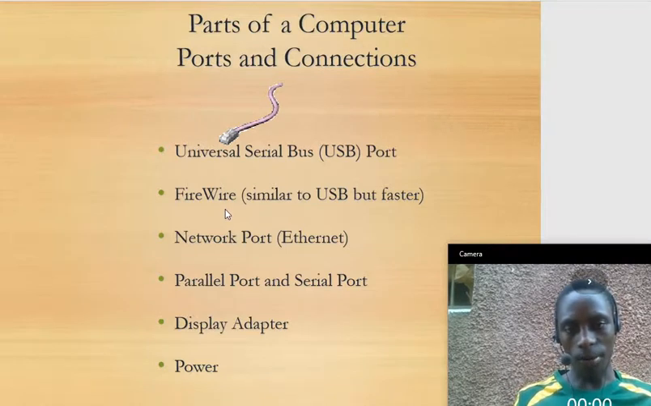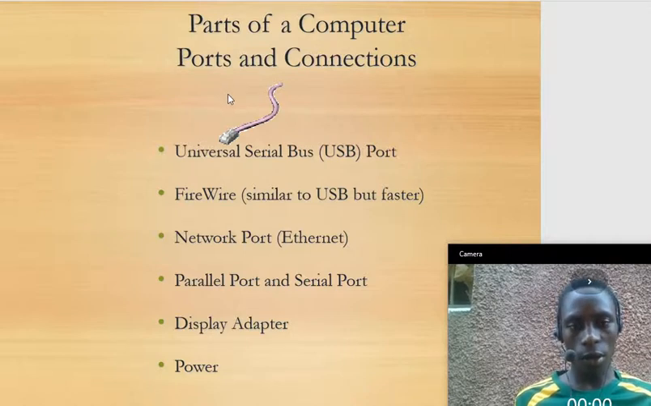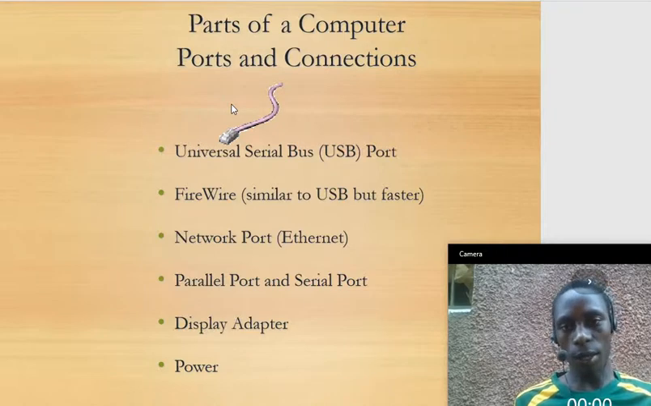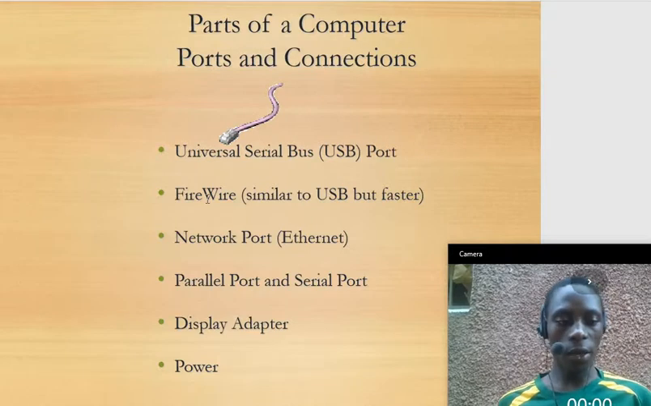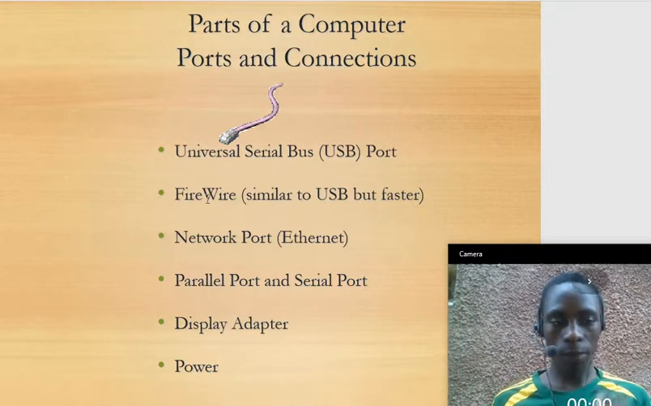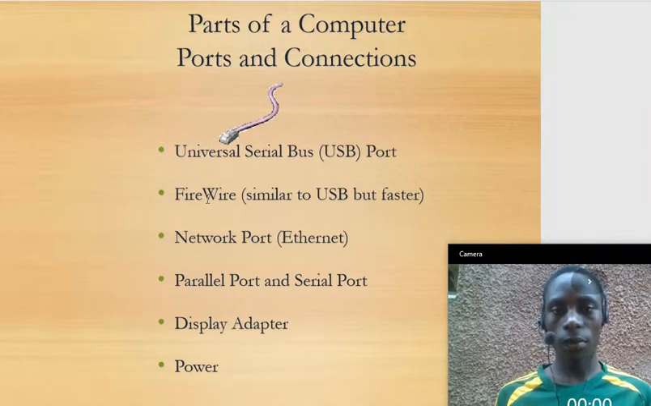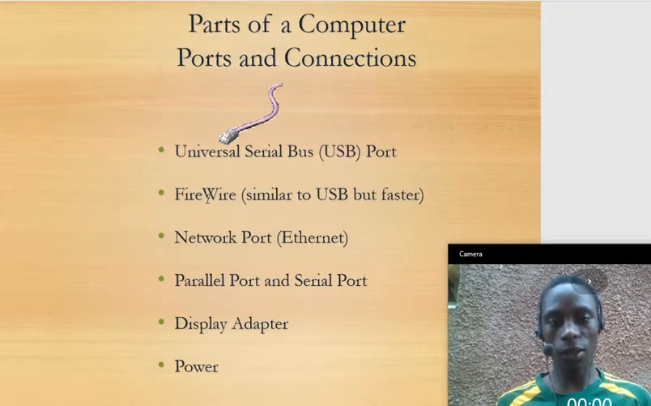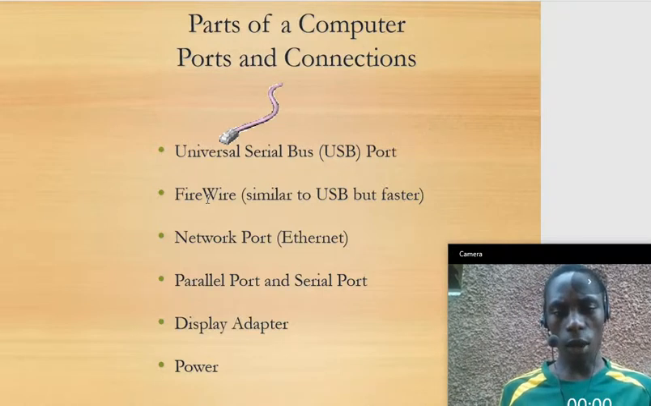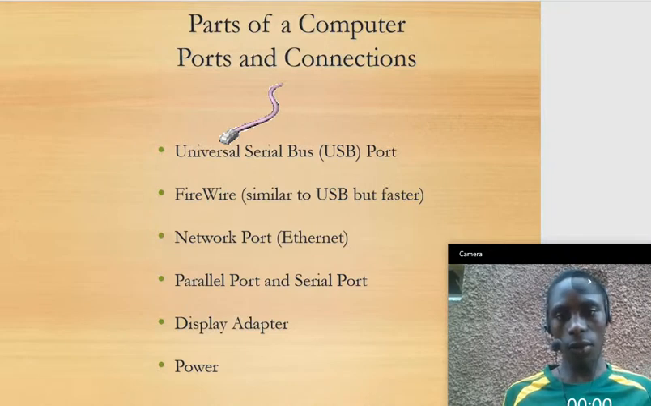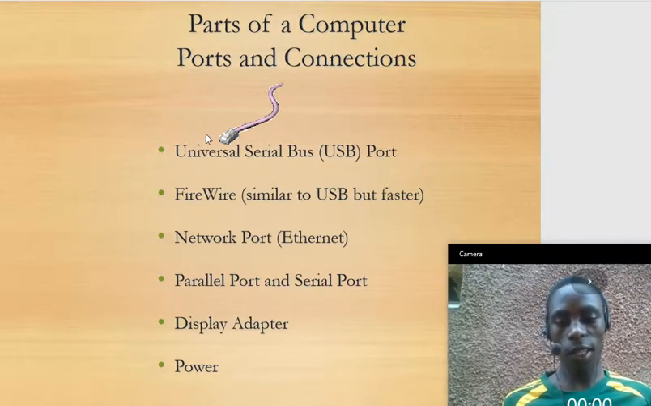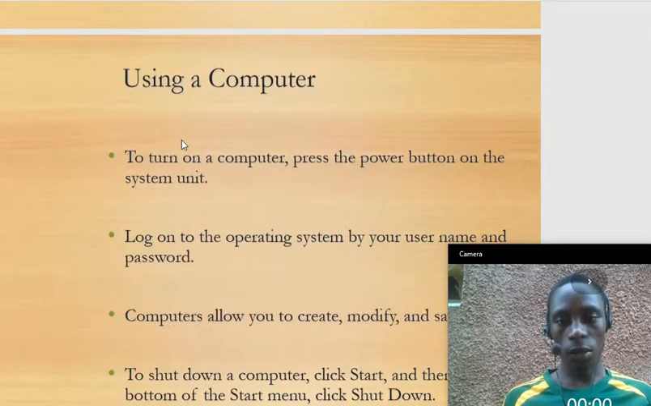I remember in our second tutorial, the previous tutorial, we talked about different parts of the computer, and finally we ended with the ports and connectors. We lastly looked at the universal serial port, the firewire, the network port, and many more ports. We said without these connectors and ports, the other parts of the computer can't communicate with one another.